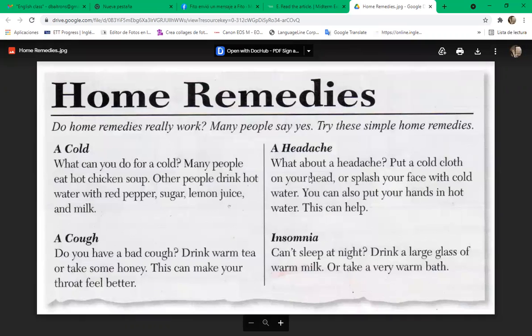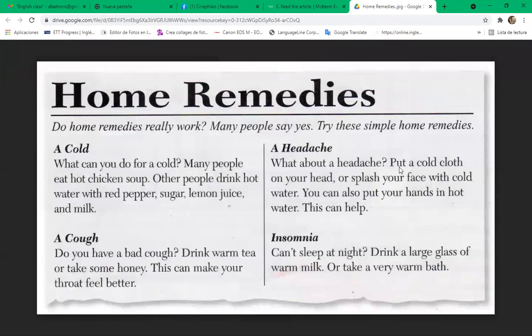En El Salvador, we put a chicken or a beer. Lo que está en el freezer, like, ah. A chicken, ¿no?